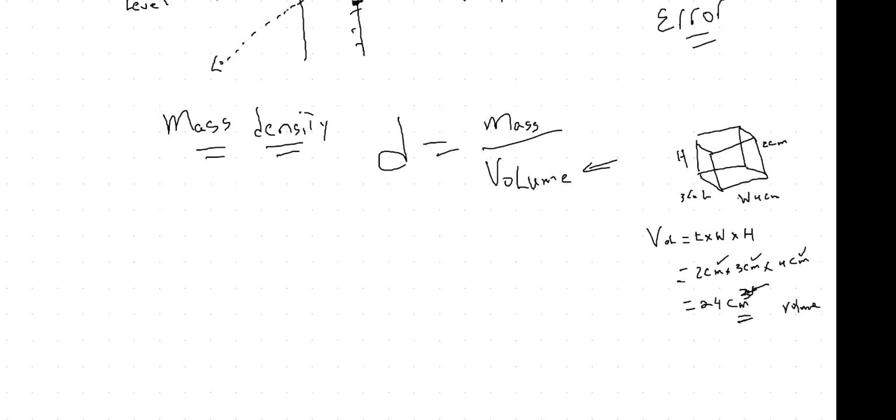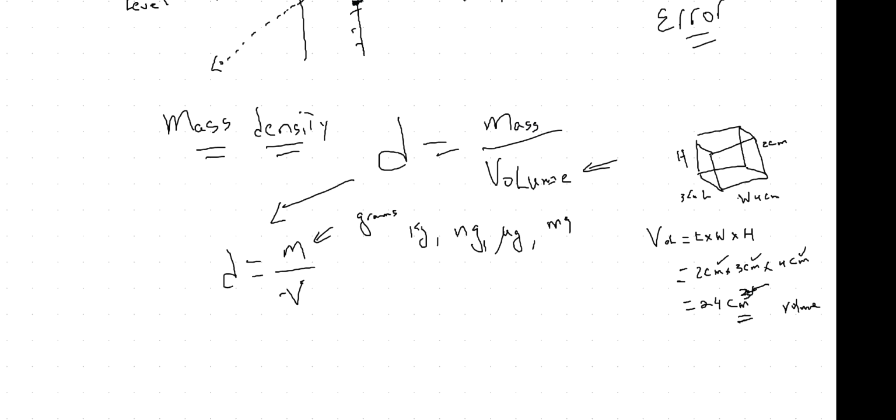If I wrote this equation in just symbols, D equals M over V. Now, mass can be in whatever units. We can use grams, kilograms, nanograms, micrograms, milligrams, it doesn't matter. Volume has to be a length cubed. So volume could be centimeters cubed, which is a milliliter.